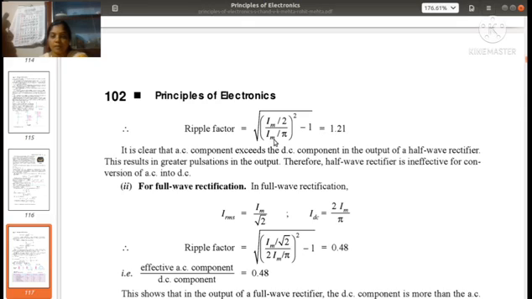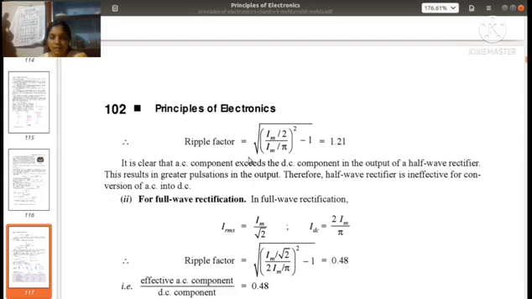Here Im is common, which will cancel out, then 2 and pi will remain, and if we calculate this we will get 1.21. So the ripple factor of half wave rectifier is 1.21. It is clear that the AC component exceeds the DC component in the output of half wave rectifier. That is because this value is greater than 1, which means the numerator is greater than the denominator. The numerator is the AC component value, and that's why it is clear from this expression that the AC component exceeds the DC component in the output of half wave rectifier.